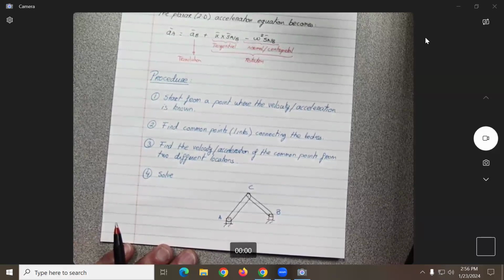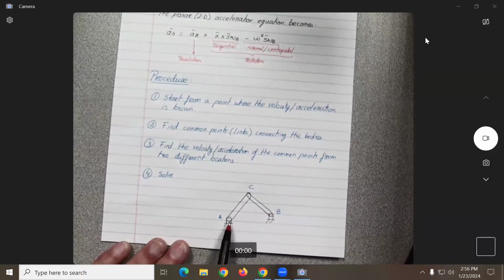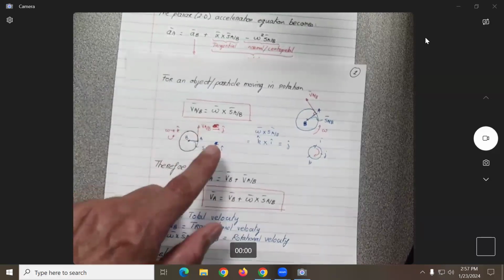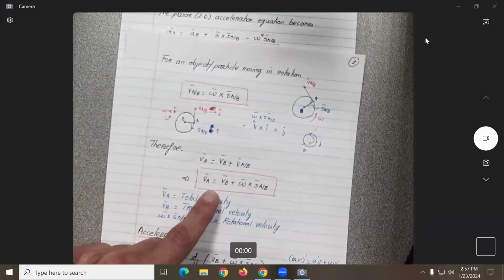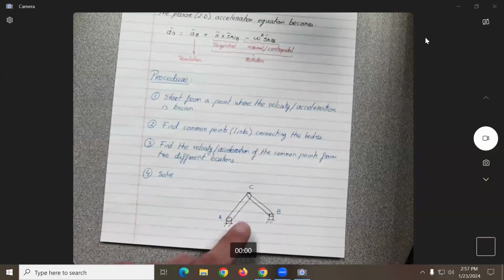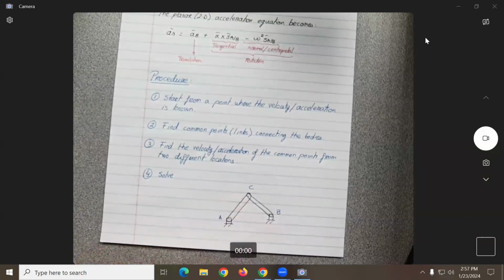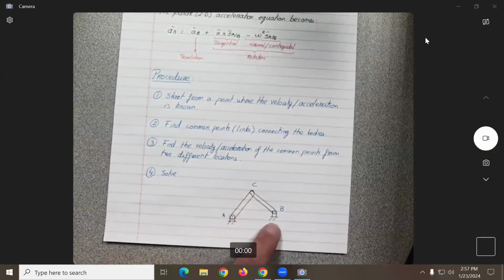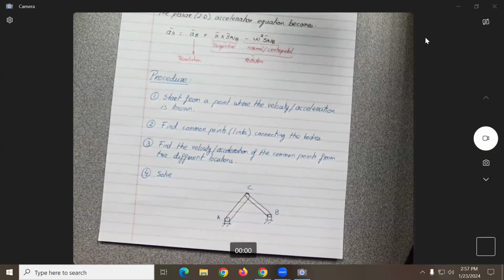Okay, what is the common point or the one that links those two bodies? C. Can we find the velocity of point C from point A by using this equation? Yes, we can, no? Can we find the velocity of point C from point B? Yes. So then you find the velocity of point C from point A and from point B and you equate. And you see what happens, okay? And then you solve.